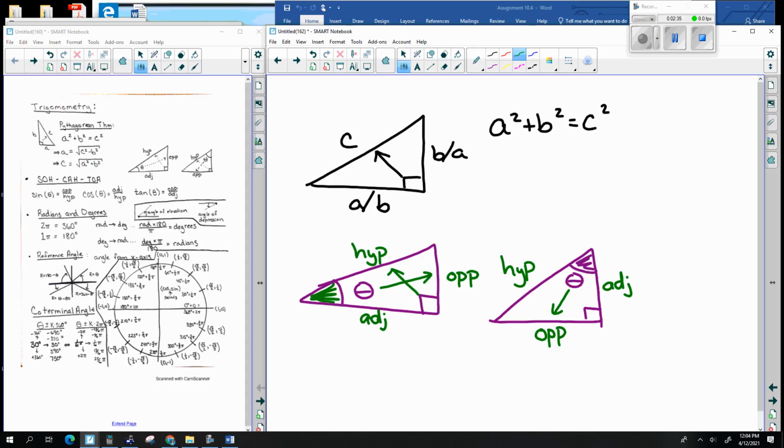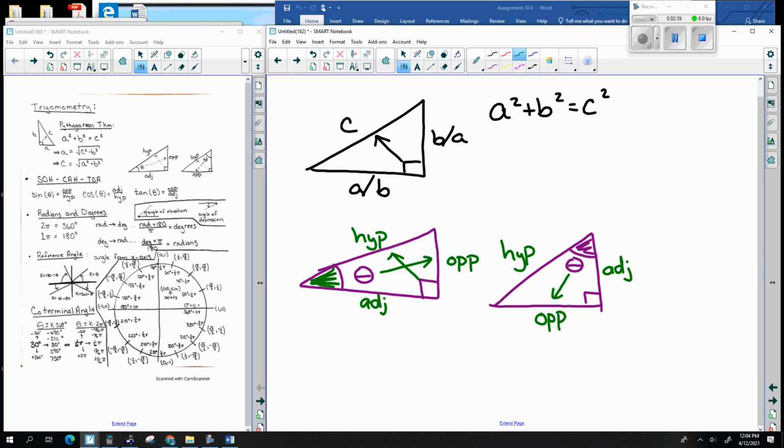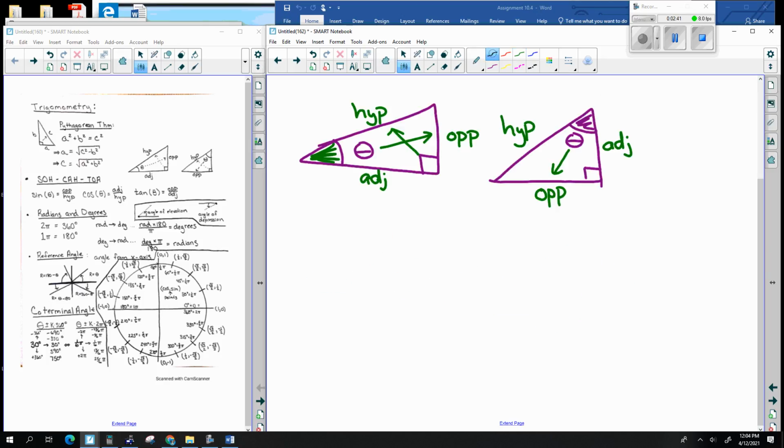How are the problems today going to be looking, and what do you need to know to accomplish today's stuff? Here's what you need to know. Quadrants. This is technically quadrant 1, this is quadrant 2, this is quadrant 3, and the last one is quadrant 4.